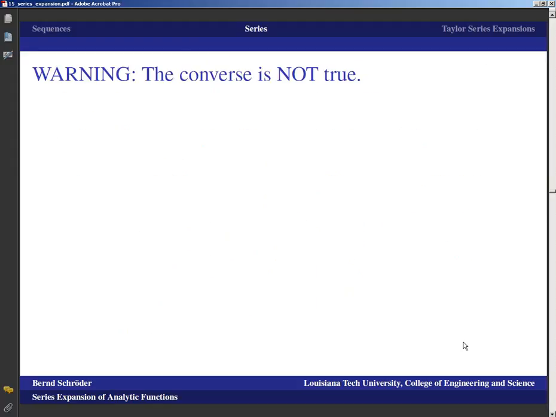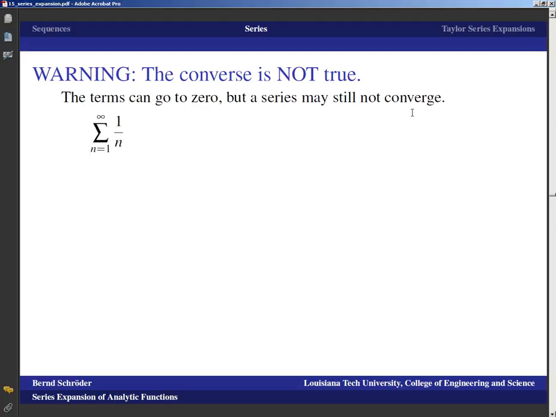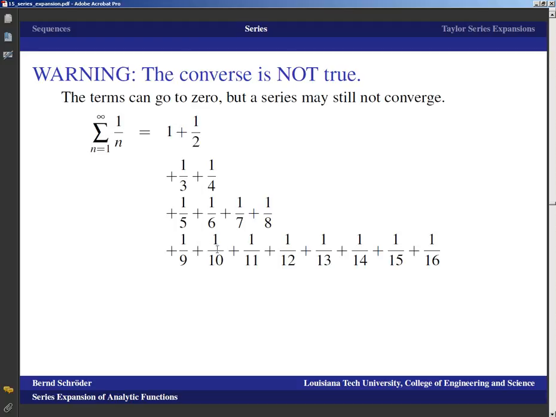Okay. Note, and this is the part that in calculus is often done wrong, and because we're not doing too much, it's not that critical there, at least for passing the class. Of course, you never want to have wrong knowledge remembered, but the converse is not true, meaning the terms can go to 0, but a series may still not converge. And the standard example is the harmonic series, the sum n equals 1 to infinity of 1 over n, which is 1 plus 1 half, plus 1 third, plus 1 fourth, plus 1 fifth, plus 1 sixth, plus 1 seventh, plus 1 eighth, plus 1 ninth, 1 tenth, and so on all the way through 1 16th.